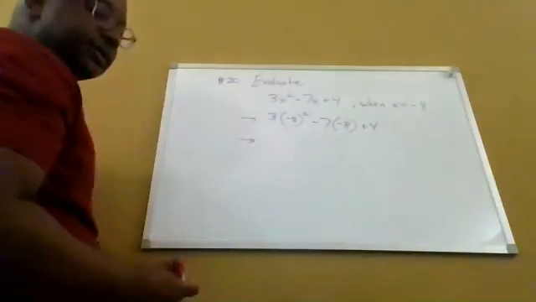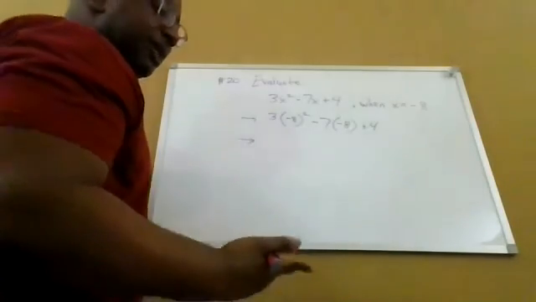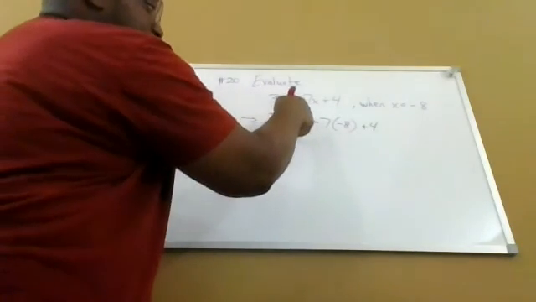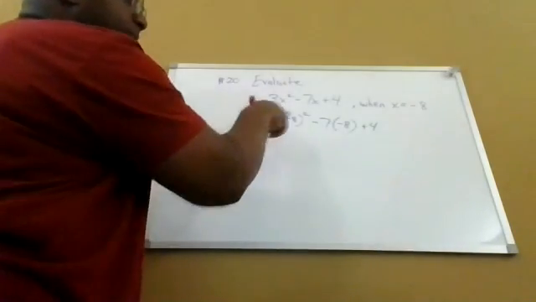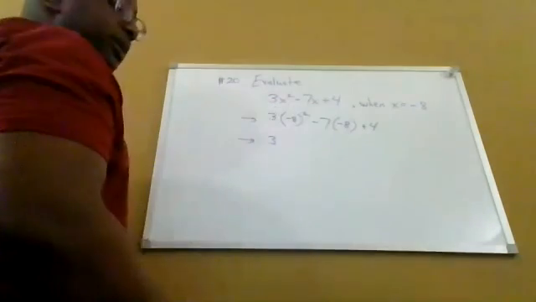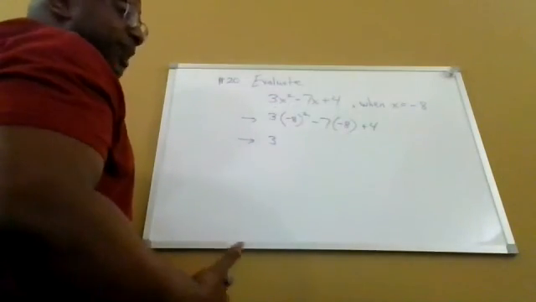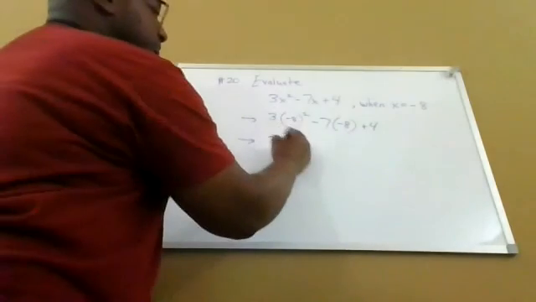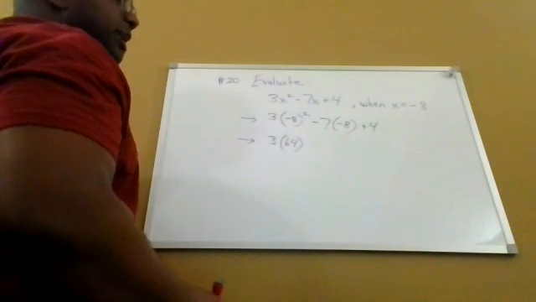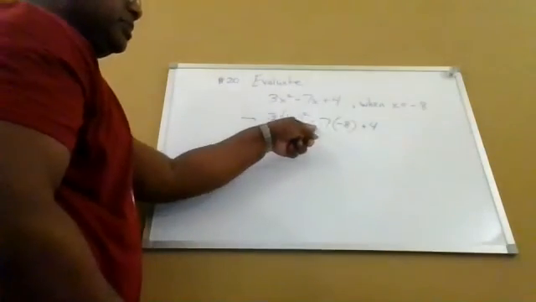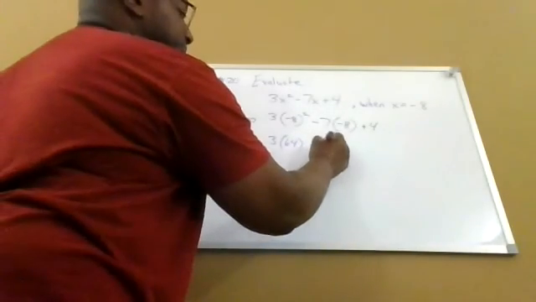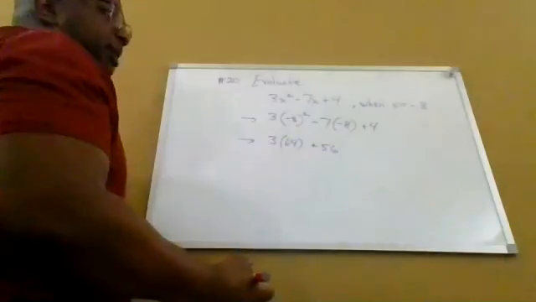We know from PEMDAS, please excuse my dear Aunt Sally, we know we have to evaluate the exponent first before we multiply by 3. So it's 3 times, okay, negative 8 squared means negative 8 times negative 8, and that equals 64. Next, we have negative 7 times negative 8 gives me positive 56. And then I bring down my positive 4.